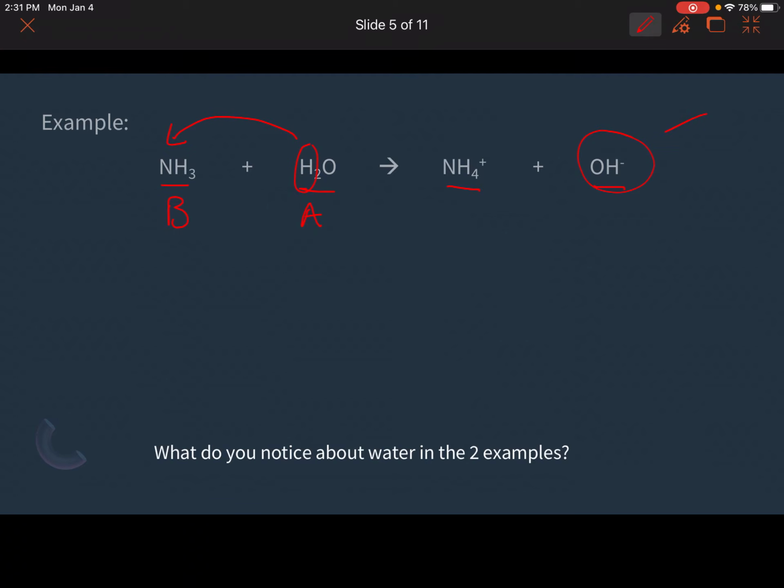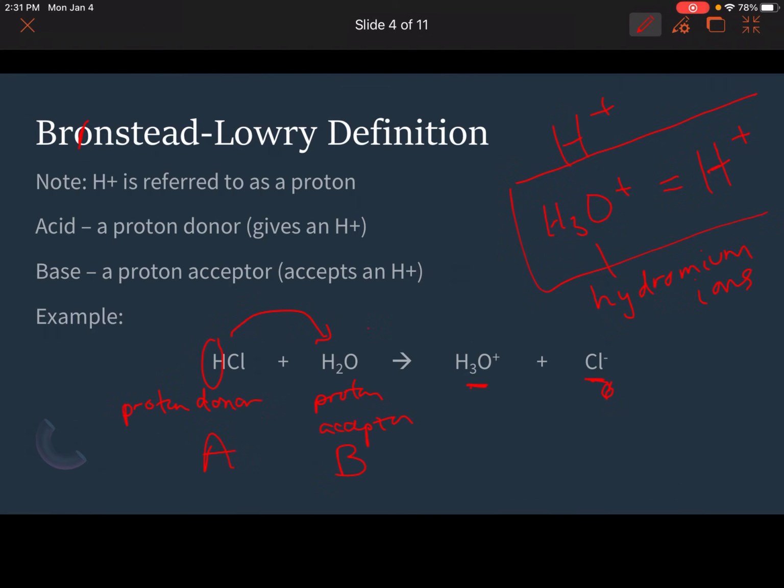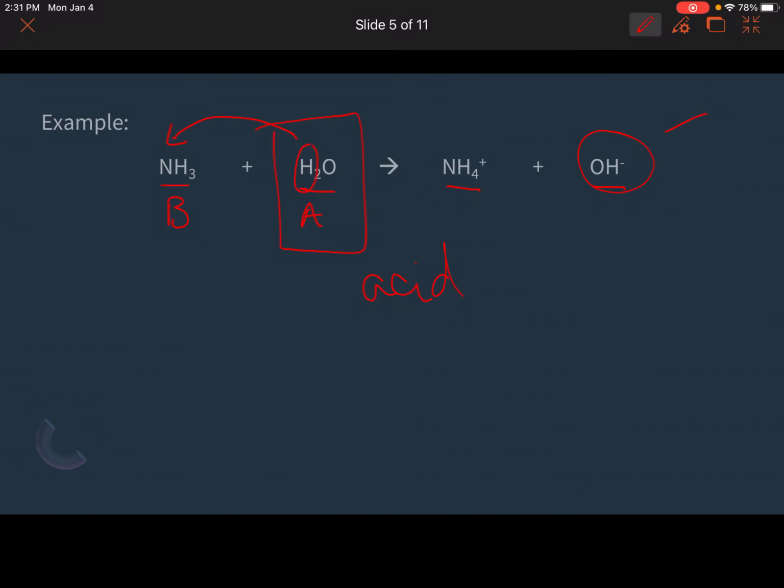Now, what do you notice about water in the two examples? So if we look here, water in this particular example is an acid. If we look at the above example here, water is a base in this example. So water is an acid and a base. So how can that be?